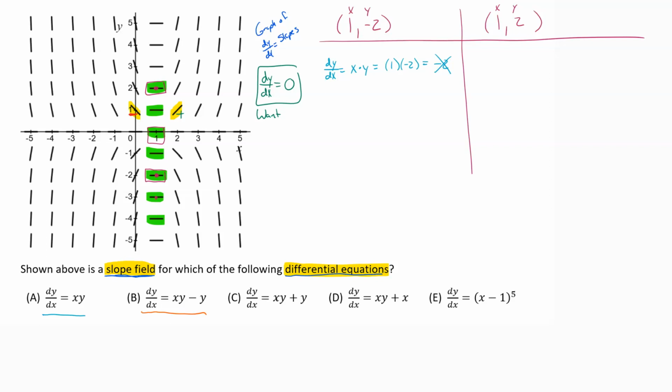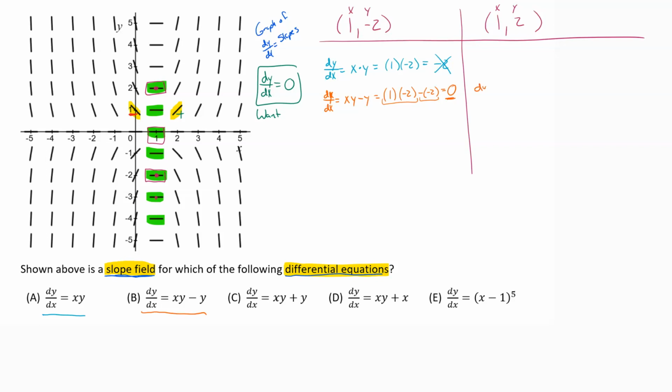So now we're looking at B. I get dy dx, excuse me, equals x times y minus y. So the x in this situation is 1 again, the y is -2, and then that minus -2, a negative negative gives us a +2, so -2 plus 2 gets us 0. So that half of this checked out.